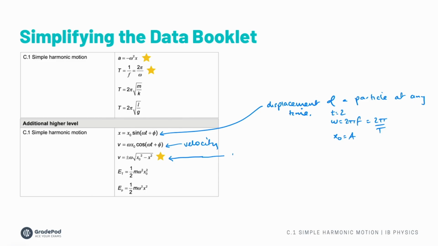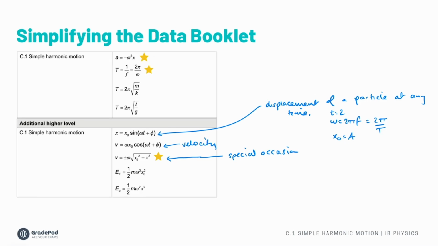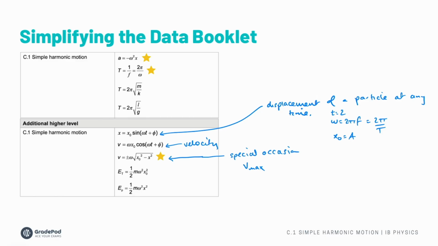Now let me give you the special occasion where this is most commonly used. The special occasion is where they ask for the Vmax, or the maximum speed of the particle. We know from an oscillation, the oscillation goes up, it hits the extreme, comes right down, passes through the equilibrium, and back up again. The maximum speed is always at the equilibrium, so the Vmax is here. That's when the displacement is equal to 0. So if you're asked to find the maximum velocity, then this here is equal to 0.